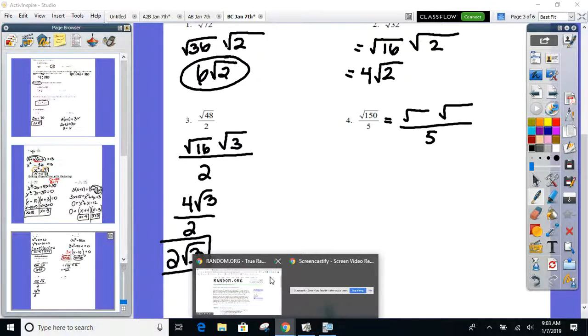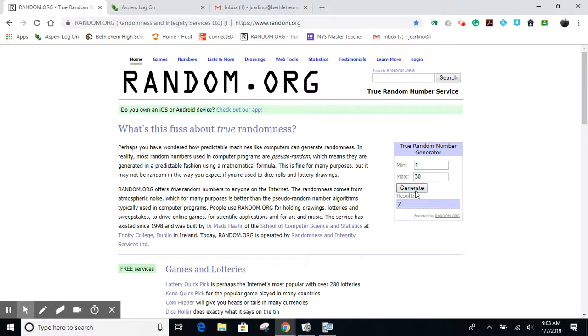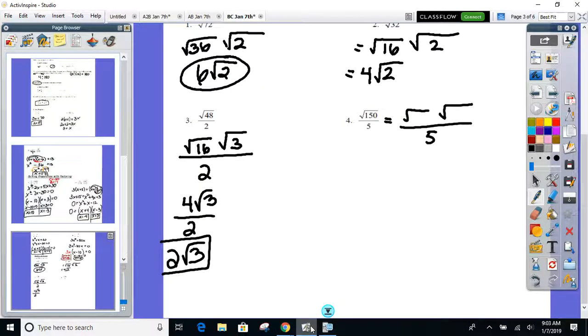Did we find that perfect square for 150? 25 is a winner, yep. 25 times 6. Square root of 25 is 5. Square root of 6 over 5. Can I keep going here? Yep, final answer, square root of 6.